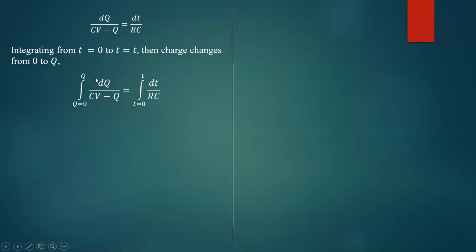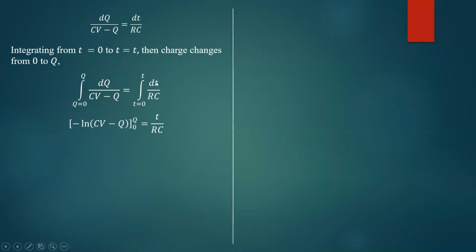Okay, next you integrate. Look at the left hand side. It is of the form 1 by x. Okay, it is 1 by x formula. What is the integration of 1 by x? It is log of x to the base e. Otherwise I can write this as ln of x. Okay, integrate this, you will get minus ln of CV minus q. Minus sign comes because this q is a variable which has negative sign with it. That's why minus ln of CV minus q, and you have to substitute the limits. Lower limit is 0, upper limit is q.